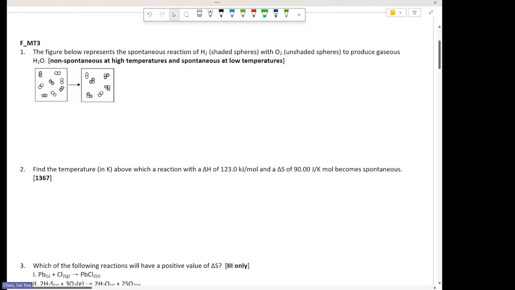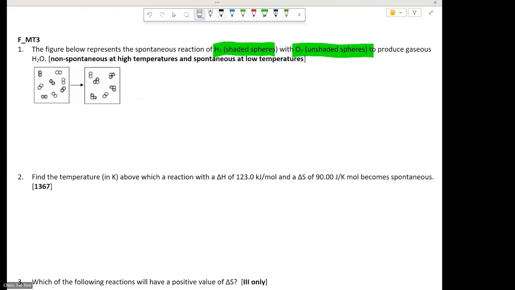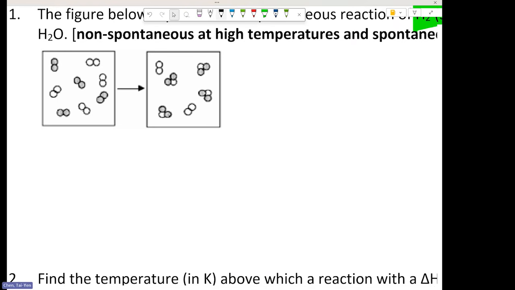The figure below represents the spontaneous reaction of H2 with O2. The H2 is the shaded, O2 is the unshaded, to produce gas H2O. This question gives you these 2 things, and if you look at these 2, you want to know: is your delta S positive or negative? So you go from your reactant to the product side.